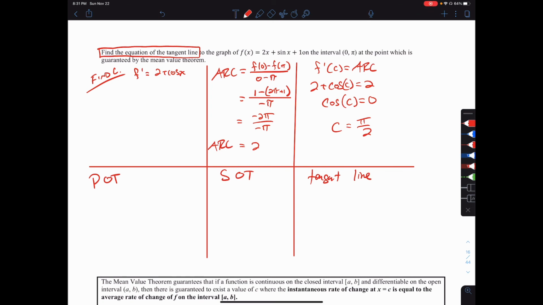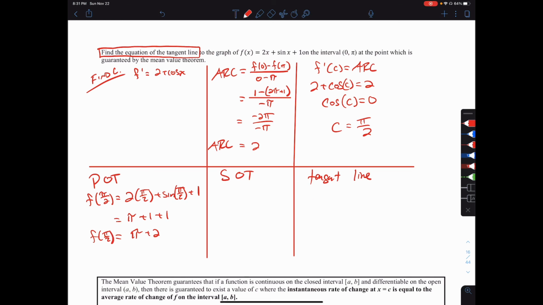To find my point of tangency, I'm going to take f and put into it pi over 2. So it's 2 times pi over 2 plus sine of pi over 2 plus 1. 2 times pi over 2 is pi. Sine of pi over 2, that's on the vertical axis, positive. Sine of that is going to be positive 1. Plus the other one that was there, I'm going to get pi plus 2. That's my y value.